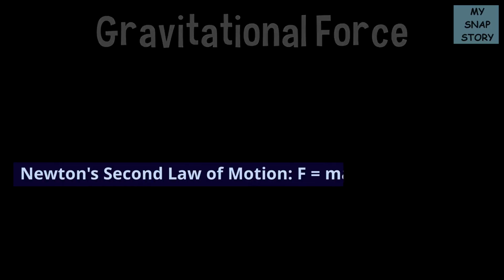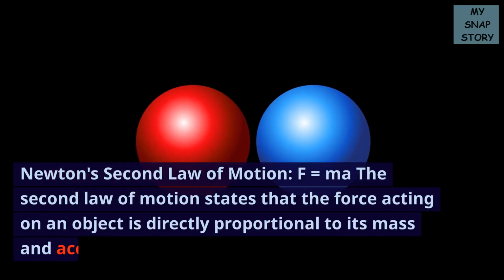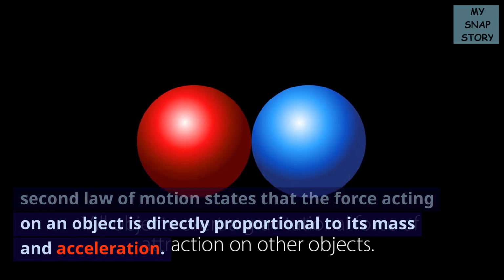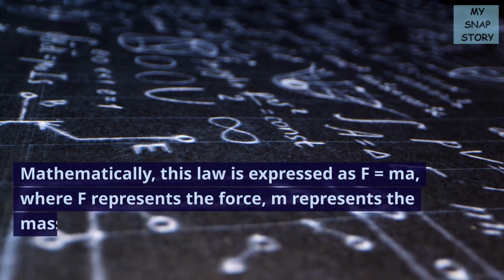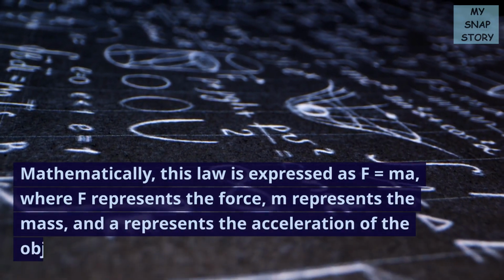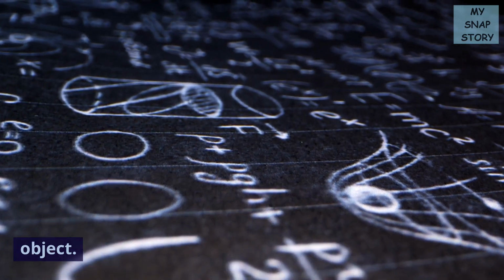Newton's second law of motion, F equals ma. The second law of motion states that the force acting on an object is directly proportional to its mass and acceleration. Mathematically, this law is expressed as F equals ma, where F represents the force, m represents the mass, and a represents the acceleration of the object.